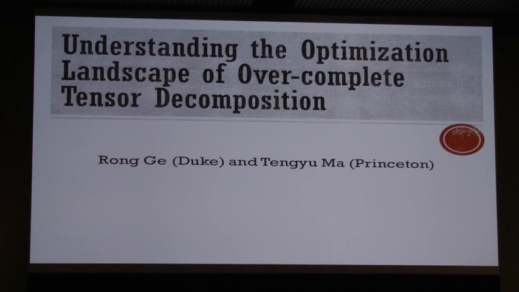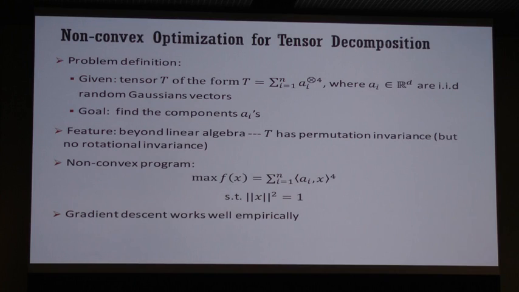From Duke University. I'm studying the optimization landscape of overcomplete tensor optimization. The problem definition is that we have a tensor T of the form T equals the sum of a_i to the tensor power 4, where each of the a_i is an independent random Gaussian vector. The goal is to find the components a_i.